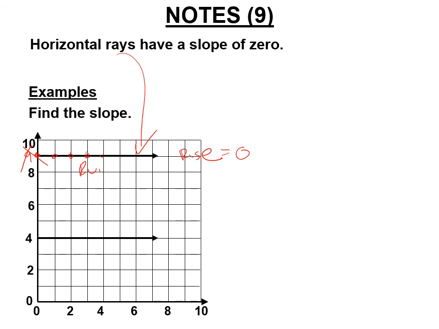Doesn't matter what you make the run. You can make it any of them. You can make it 1, you could make it whatever. What is 0 over every number as long as it's not 0? It's 0. The slope of that is 0.